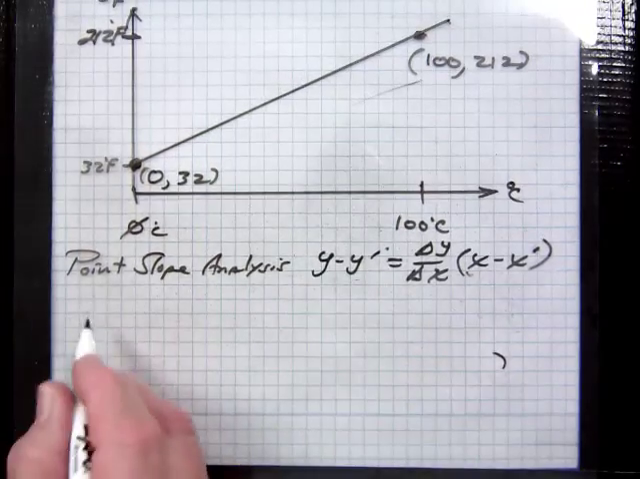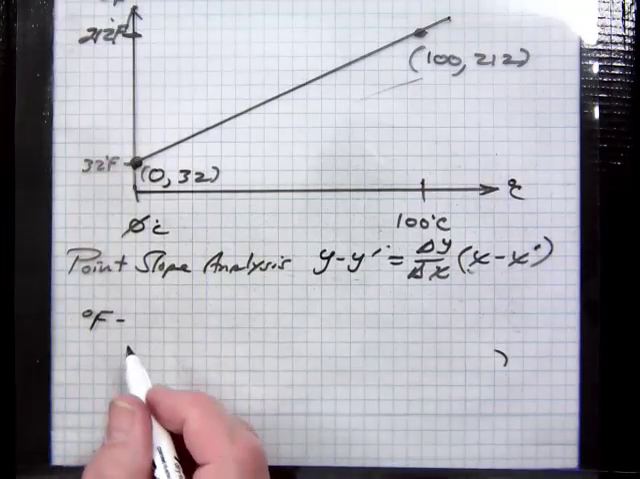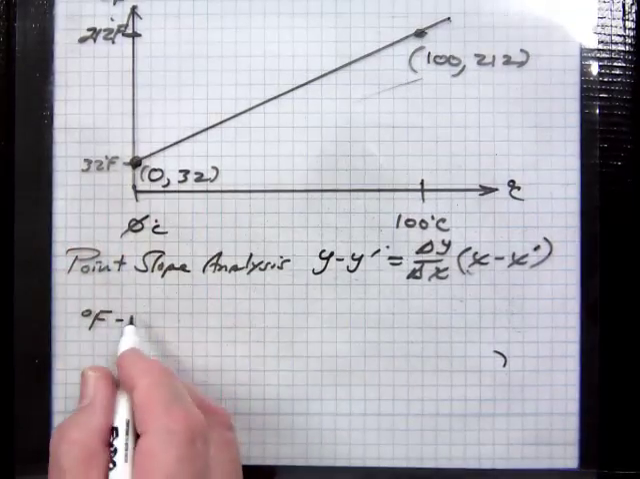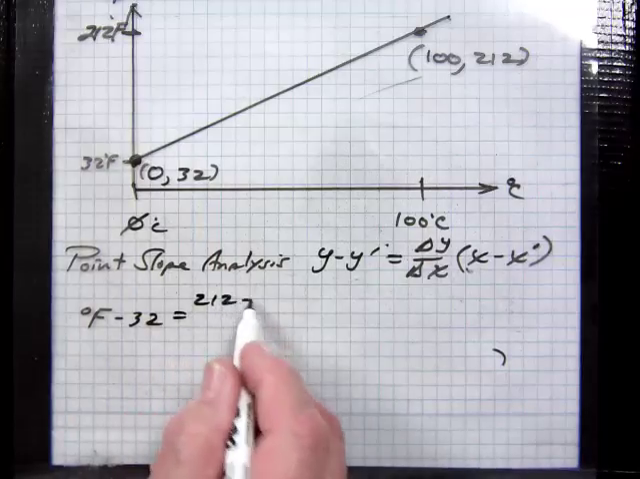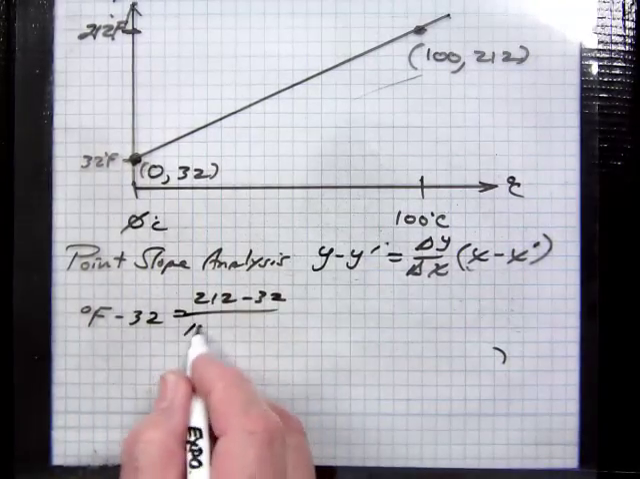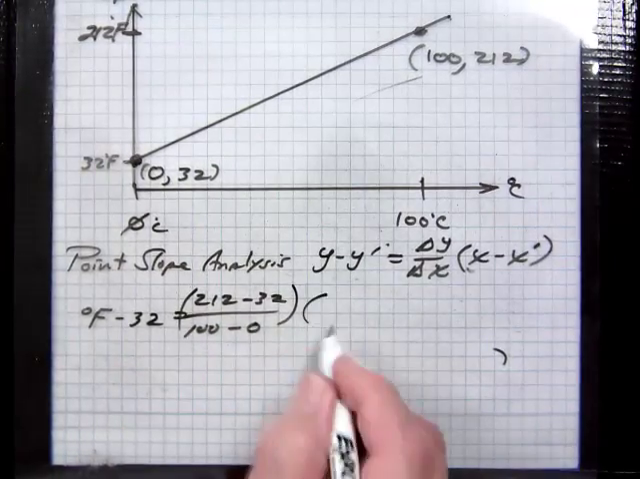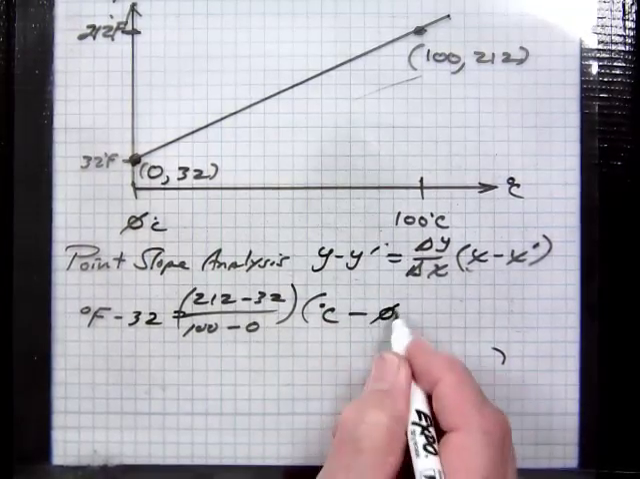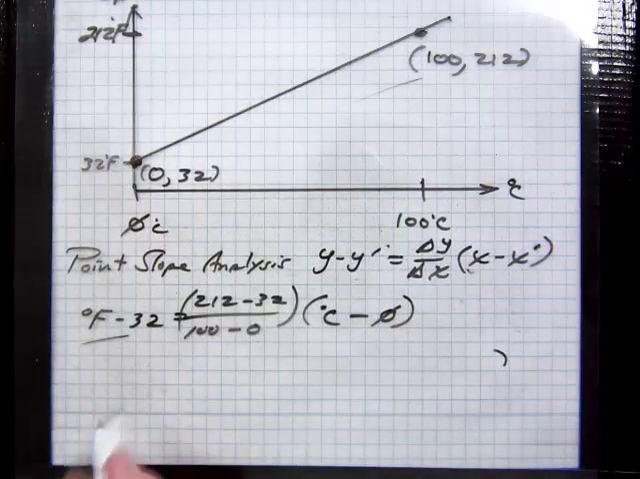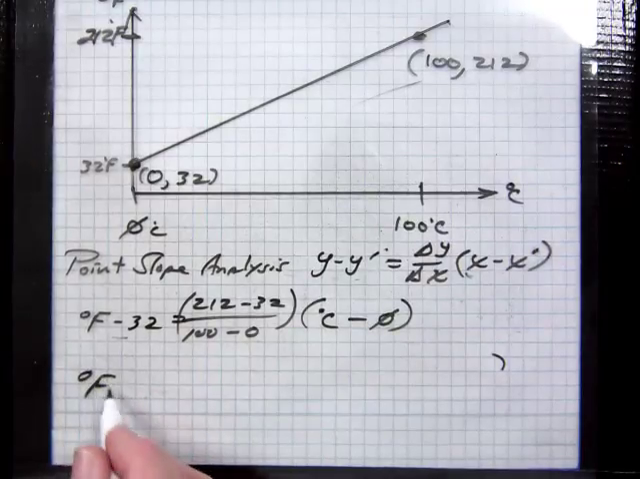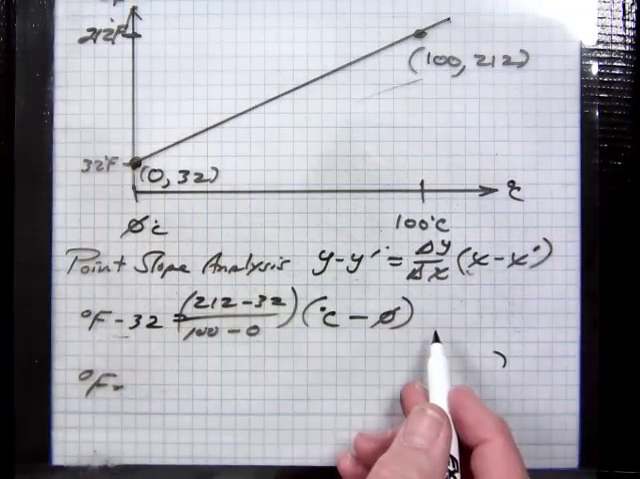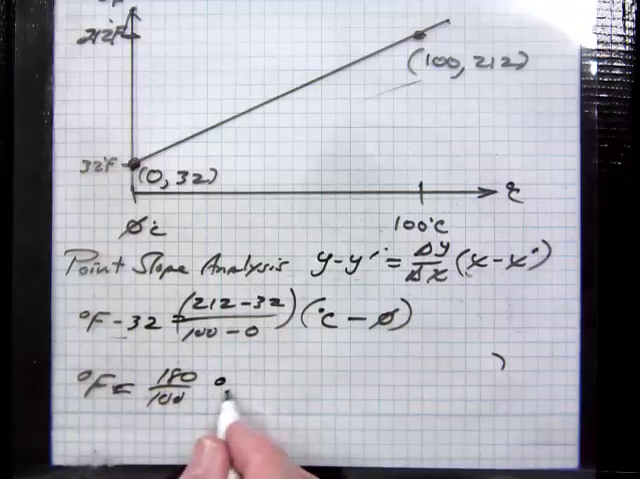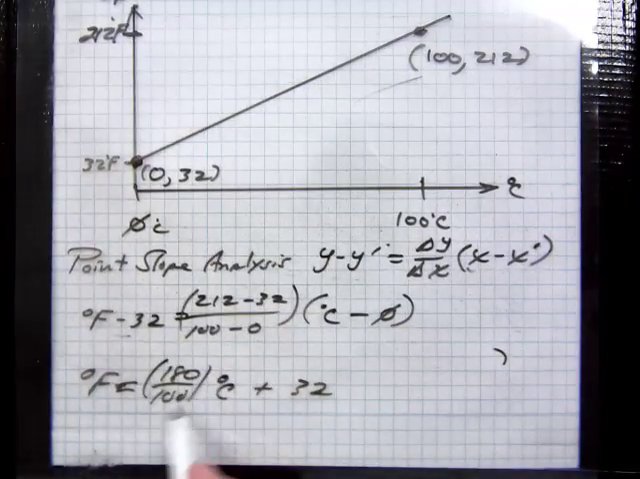It happens. So that would be degrees Fahrenheit minus the y prime, which we're going to use that 32 now, is equal to 212 minus 32 over 100 minus 0 now. Sorry about that. I hate to make mistakes like that. Degrees Celsius minus 0. Now we got it. And we solve for Fahrenheit in terms of Celsius, degrees Fahrenheit. And so that would add 32 to both sides, 0 drops out, and that would be 180 over 100 degrees C plus 32, and that would become 9/5.